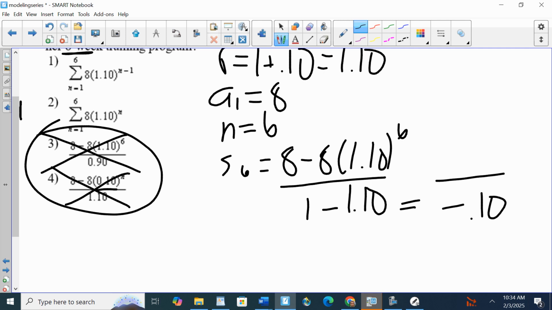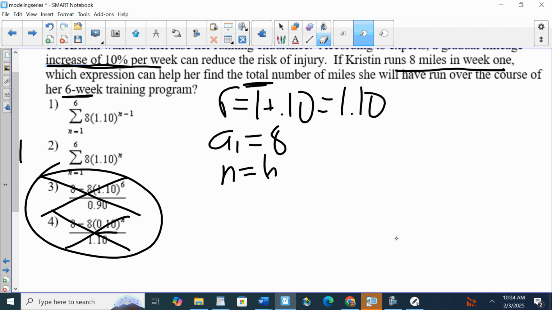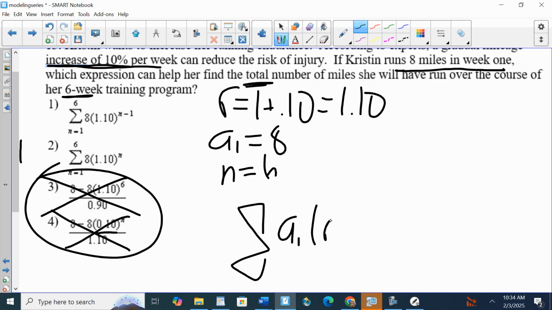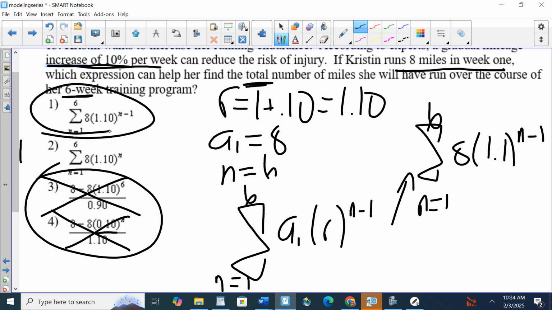So when do we use summations? Well, this is an example where we have to. It's not explicit. The summation is literally just the sequence formula in front of a summation, N equals 1 to N. I substitute into that. N equals 1 to 6. A1 is 8. R is 1.1 to the N minus 1. Do I see that? Yes, choice 1 is the answer.